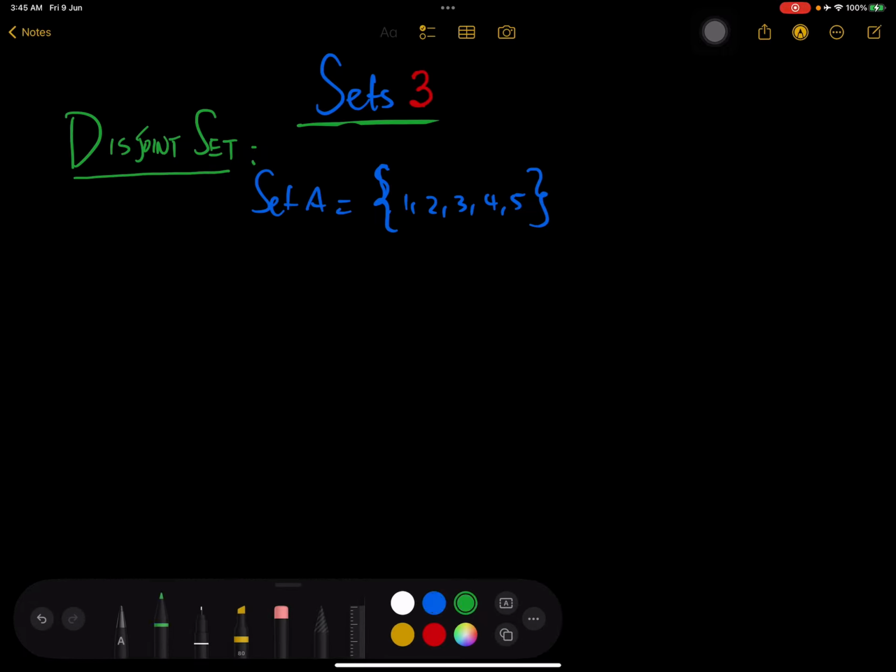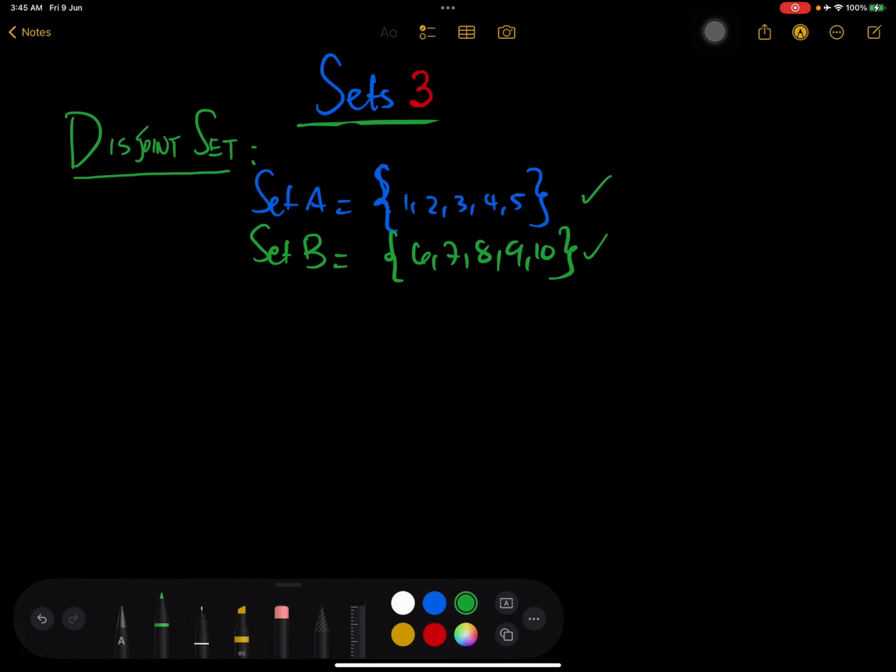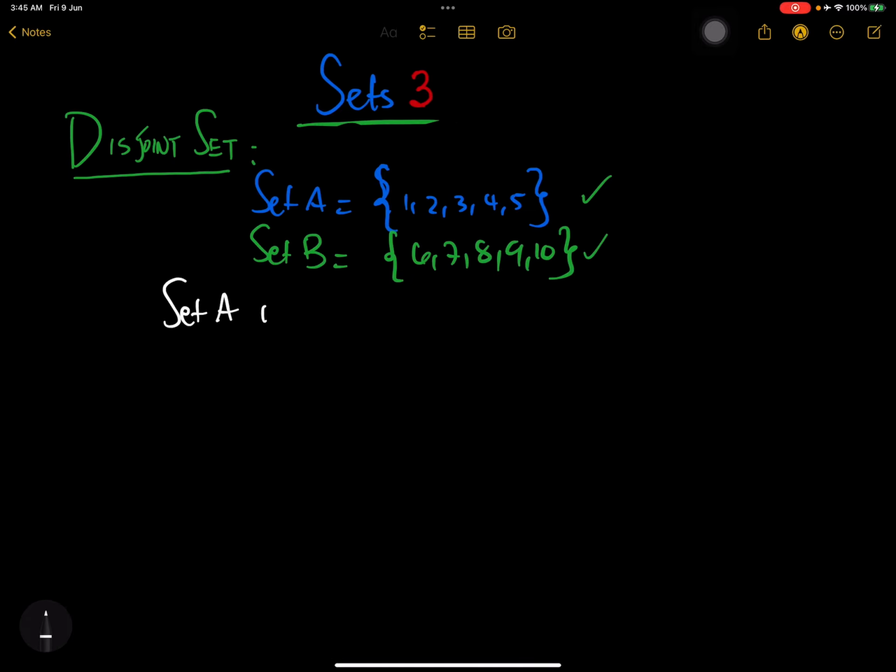And you also have set B, which contains 6, 7, 8, 9, and 10. It is evidently clear that the members in set A are not the same members in set B, and the members in set B are also not in set A. So these two sets are disjoint. We can say that set A is disjoint from set B.